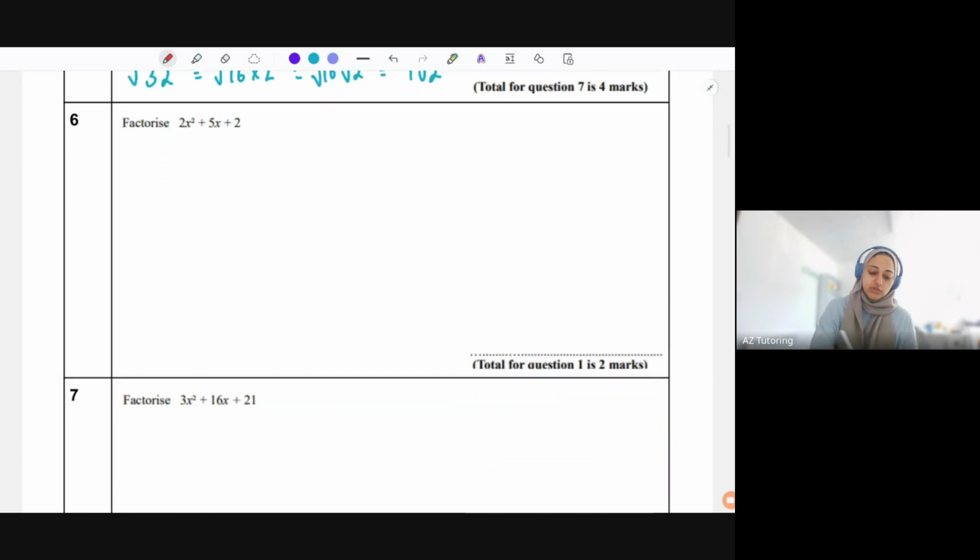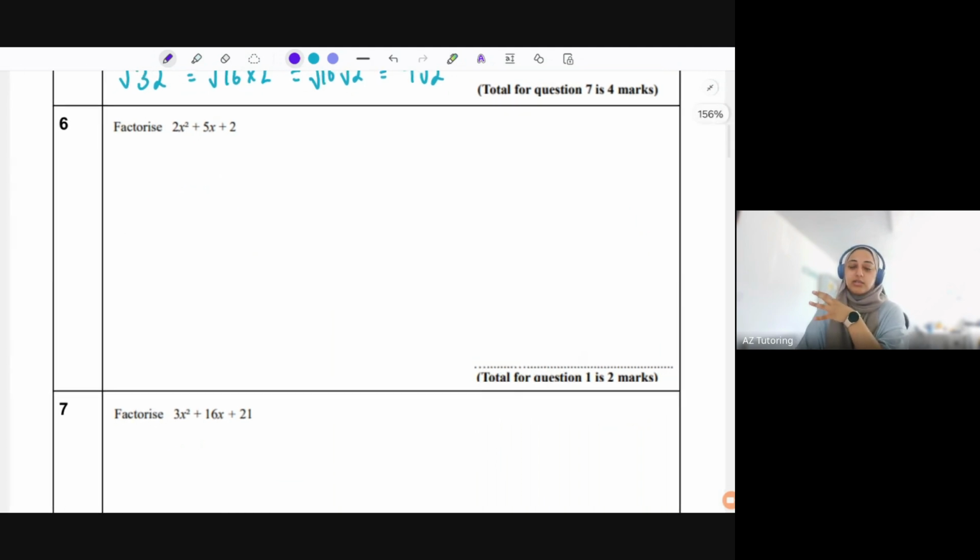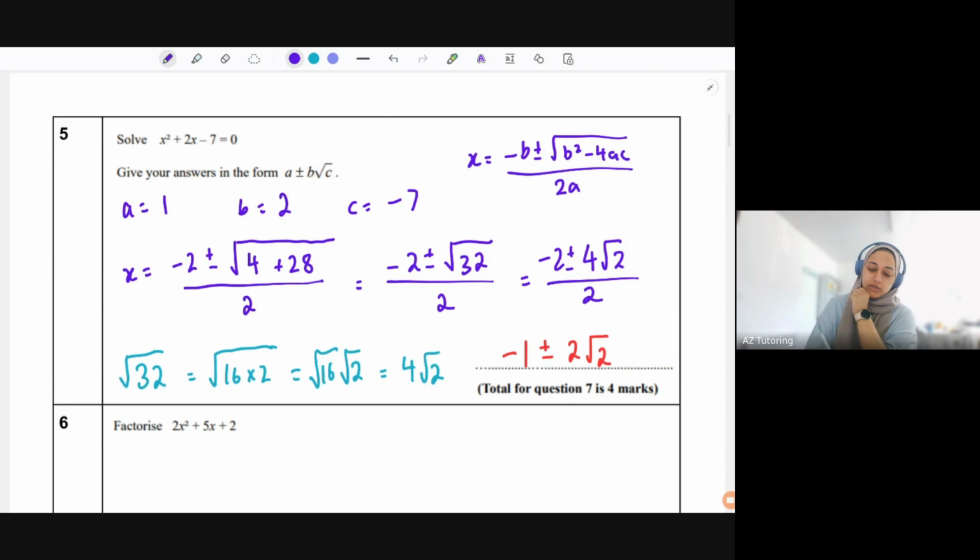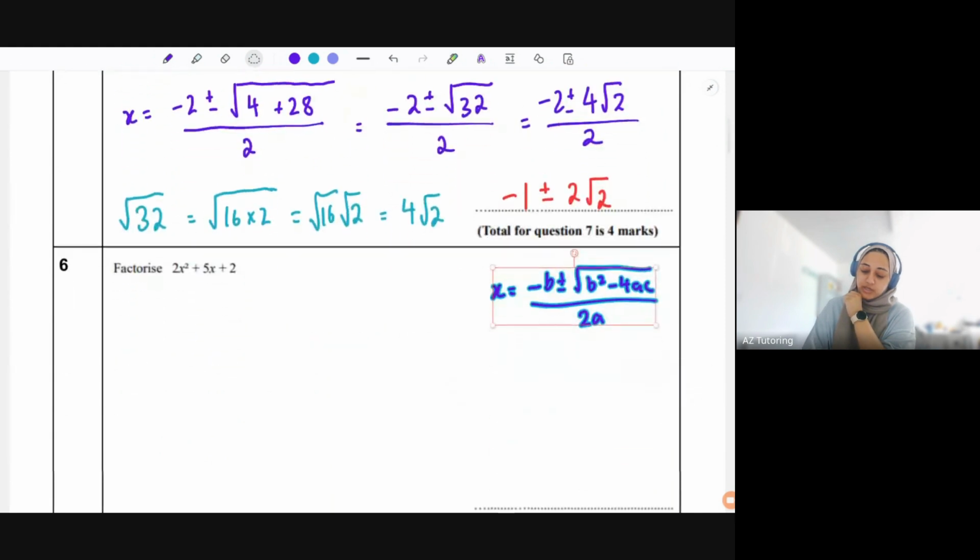Okay, moving on to question 6. We've got factorise 2x squared plus 5x plus 2. Now, there's quite a few different methods you can use for this. So you can use AC method, you can use a bit of trial and error. But because it's 2 marks, you don't want to spend a lot of time thinking of factors. So I'm just going to show you the quadratic formula method to do this and work the quadratic formula method backwards. But you can use AC method. Nothing wrong with using the AC method.